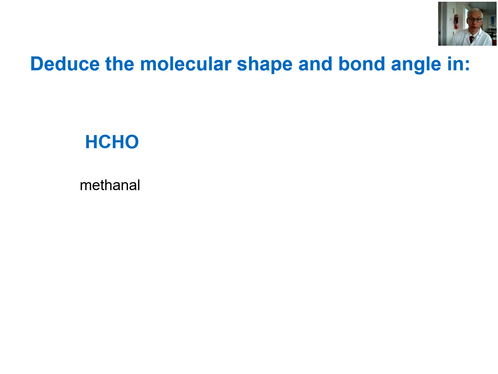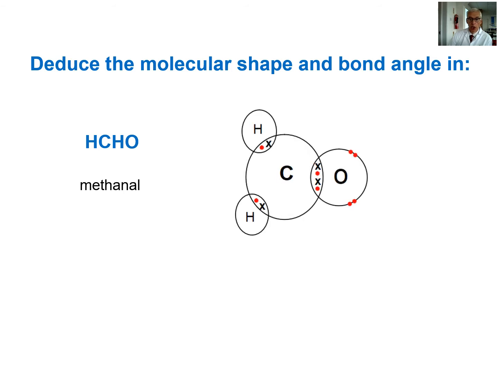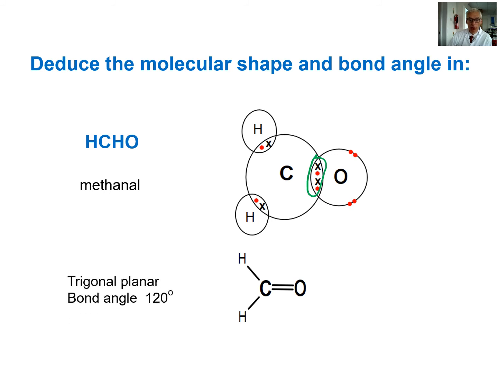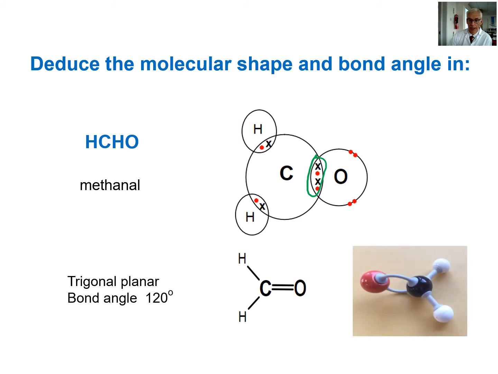Okay, so here is the dot and cross diagram, starting with carbon. We've got methanal. We're going to treat the double bond here as a single bond, so we have 3 bond pairs around the carbon. So that will be like our boron trifluoride model. So trigonal planar with a bond angle of 120. If we make a molymod kit of that, we can see that that also shows us a trigonal planar shape.